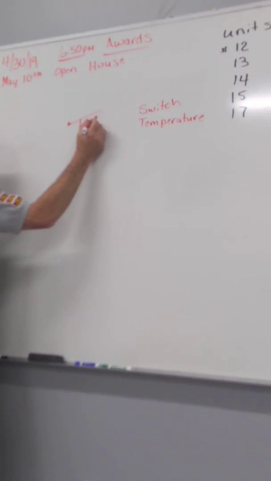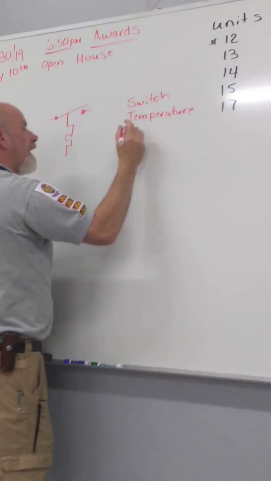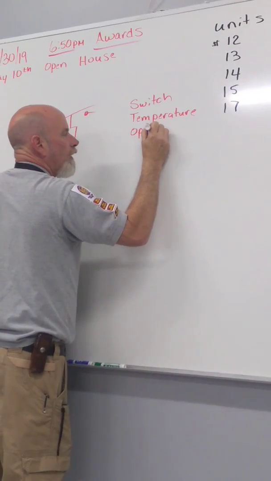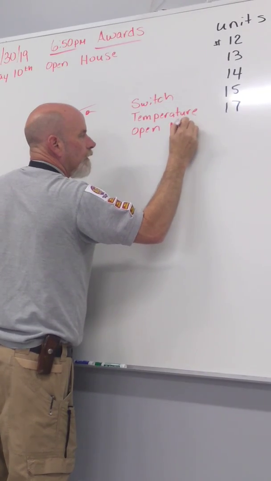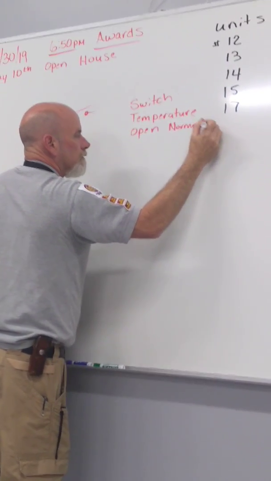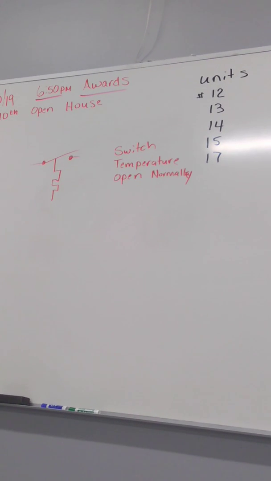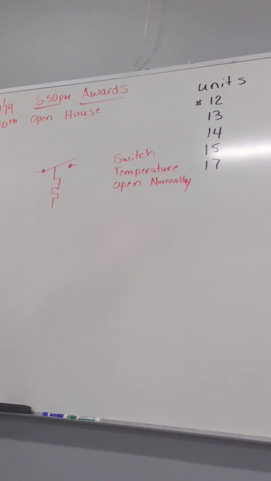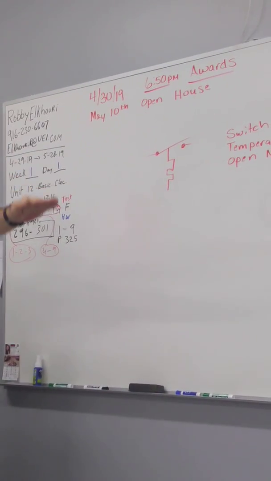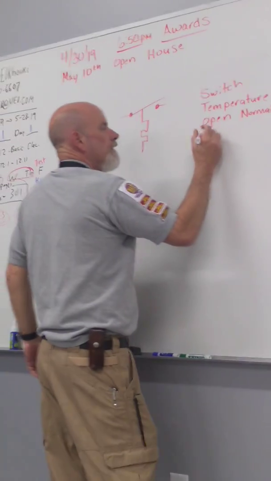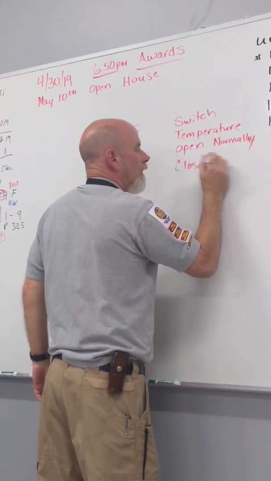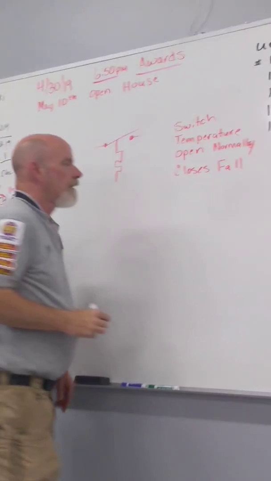If it was closed, it'd be touching that other little dot right there. So you're telling me it's open. It's open, or it's normally open, you could say. So if it's normally open, how do I get it to close? Reduce the temperature. The temperature's up here. I want to close it, so that means I have to drop the temperature, right? So it closes on a fall or a drop. Would that be correct?